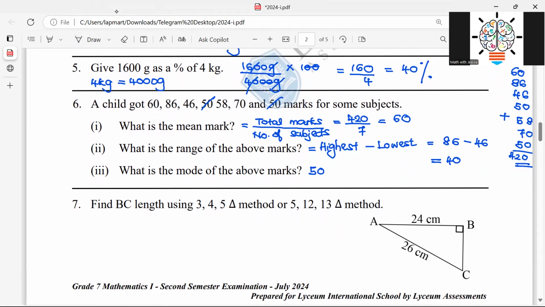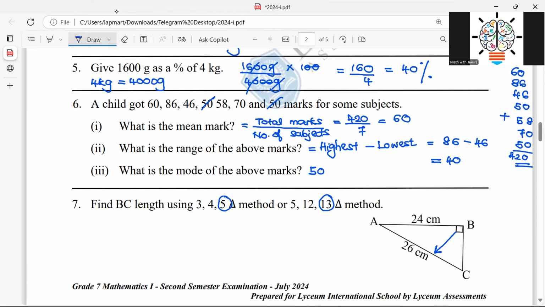Right. So find the BC length using 3, 4, 5 or 5, 12, 13. Children, here I will tell you an easy way to do this. First, you want to understand this is the hypotenuse, right? So when you have the 3, 4, 5 method or 5, 12, 13 method, always the longest side will be 5 or 13. Either it follows 3, 4, 5 rule, or it follows 5, 12, 13. The hypotenuse should be 5 or 13, or else the multiples of 5 or multiples of 13. That is how it should be, because hypotenuse is the longest side.